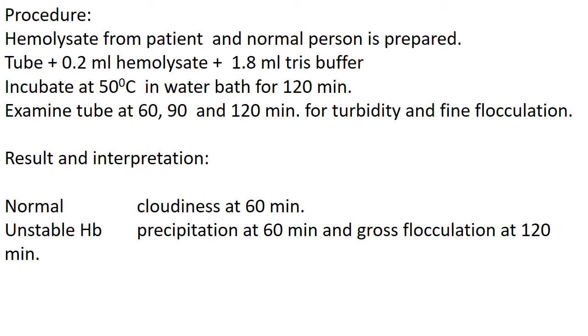Examine the tubes at 60, 90 and 120 minutes for turbidity and fine flocculation. Flocculation, precipitation you might have seen in case of Widal test, the same type. So fine flocculation will be seen. Result and interpretation. Normal control may show minimal cloudiness at 60 minutes. A major unstable hemoglobin will show marked precipitation at 60 minutes and gross flocculation at 120 minutes.